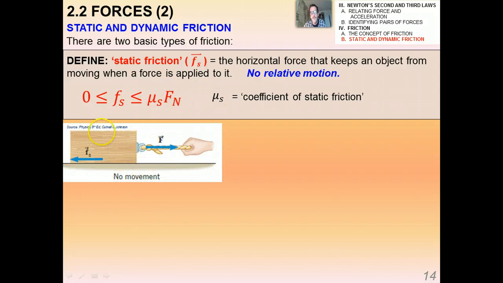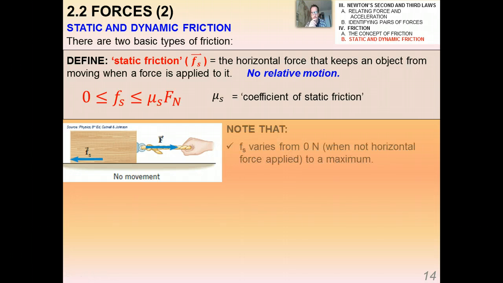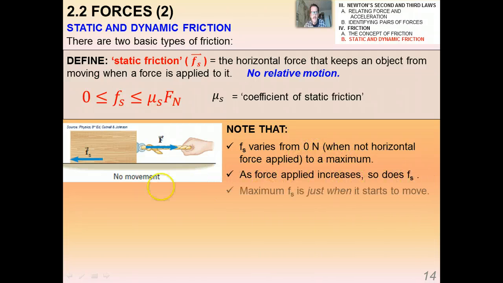So again, if the box is not moving but I'm applying a force to it, F equals F sub s, okay? If I apply more force to it and the box is still not moving, then clearly this vector has gotten longer, but then this vector has also gotten longer. If I apply so much force to it that the box just starts to move, then that's the maximum value of the static frictional force, and then it will start to move. And in that case, the kinetic frictional force takes place, okay? Again, static frictional force varies from 0 newtons to a maximum. As force is applied, so does F sub s. The maximum F sub s is just when it starts to move.